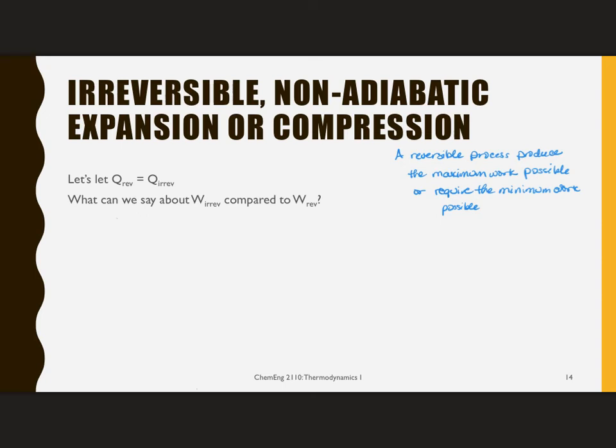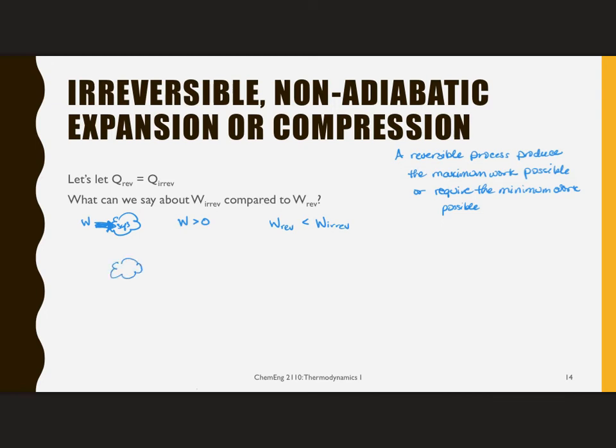So let's consider a system, okay, here's my system, and one where we are doing work input, okay? So work is going into the system. Work, in this case, using our sign convention, is positive, and in this case, the reversible work is less than the irreversible work.